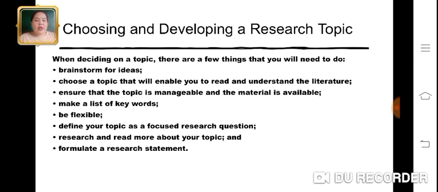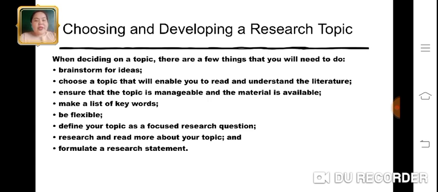Next is be flexible, and then define your topic as a focus research question. Syempre kapag gagawa ka ng topic, yung tungkol dun yung magiging tanong mo, 'di ba? So halimbawa, about COVID-19. Kailangan kasi ang questions is answerable by yes or no, or multiple choices. So, are you infected? Have you been infected by COVID-19? Yes or no? So, syempre, ganun. So, syempre, kailangan yung mga questions mo tungkol dun or related sa topic mo.